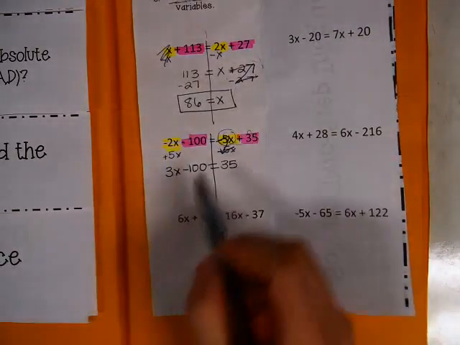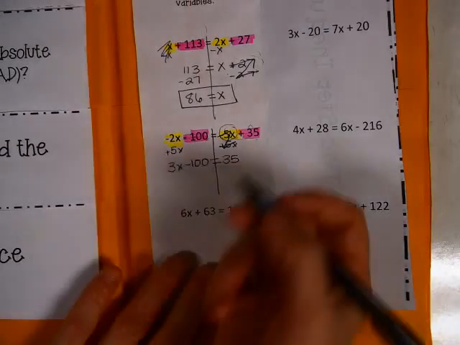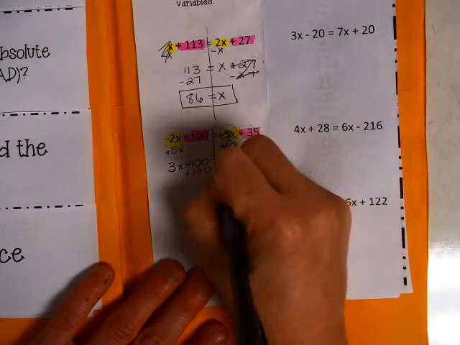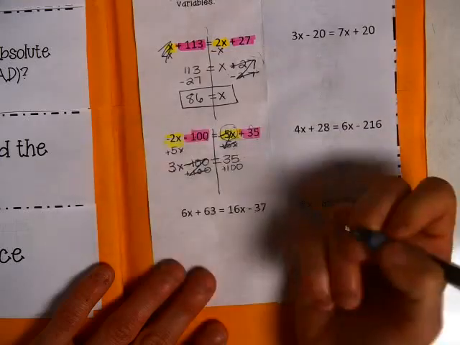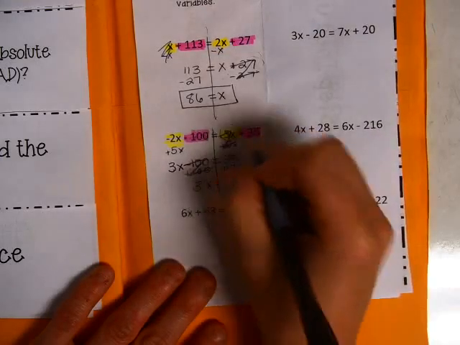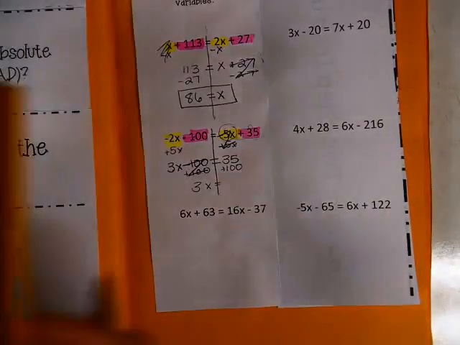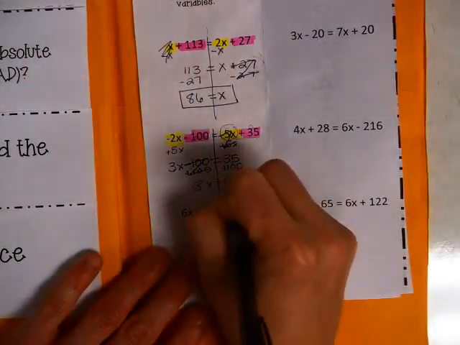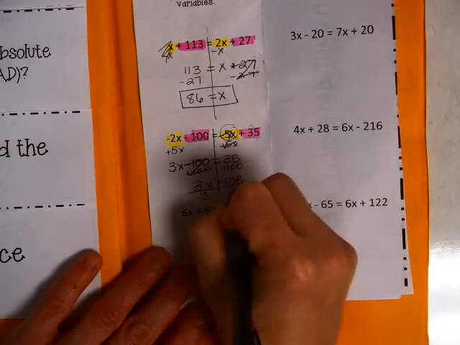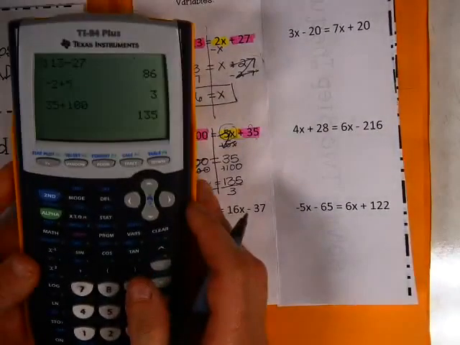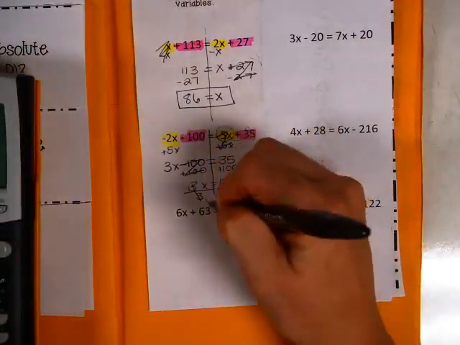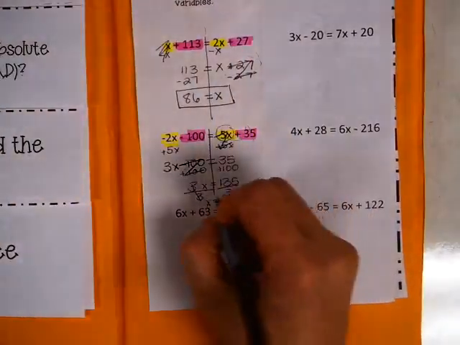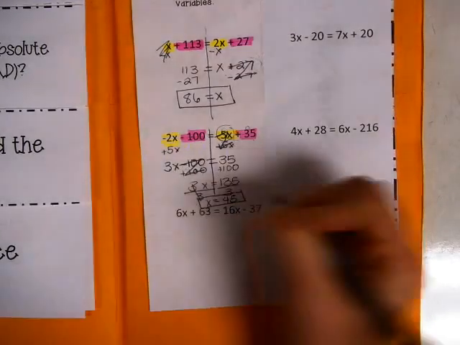Okay? So now what was pink? I can get rid of those things together. I want princesses by themselves, so the opposite of subtract 100 is to add 100 to both sides. That cancels that out and I'm left with just my 3 princesses. And then 35 plus 100 is 135. Now I have to divide by 3 on both sides, because I just want to find out what one princess is. So that cancels out, and that's x. 135 divided by 3 is 45. So my answer is 45.